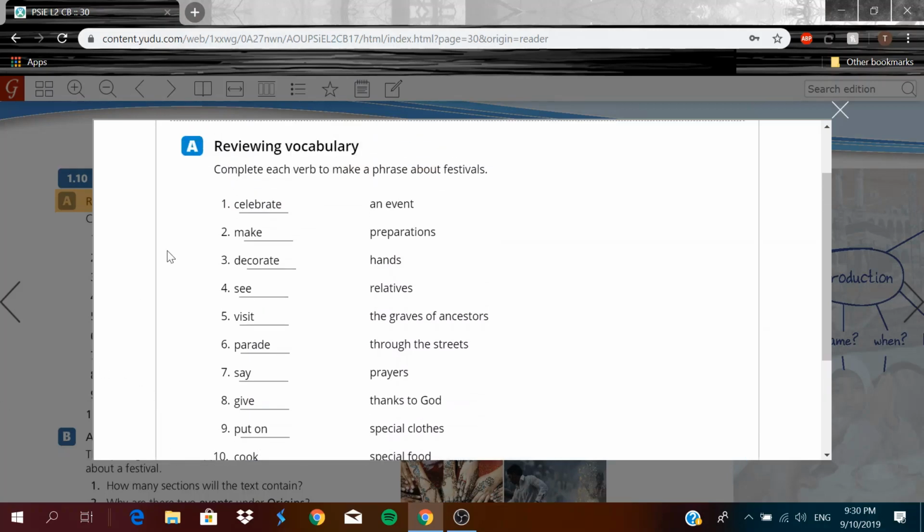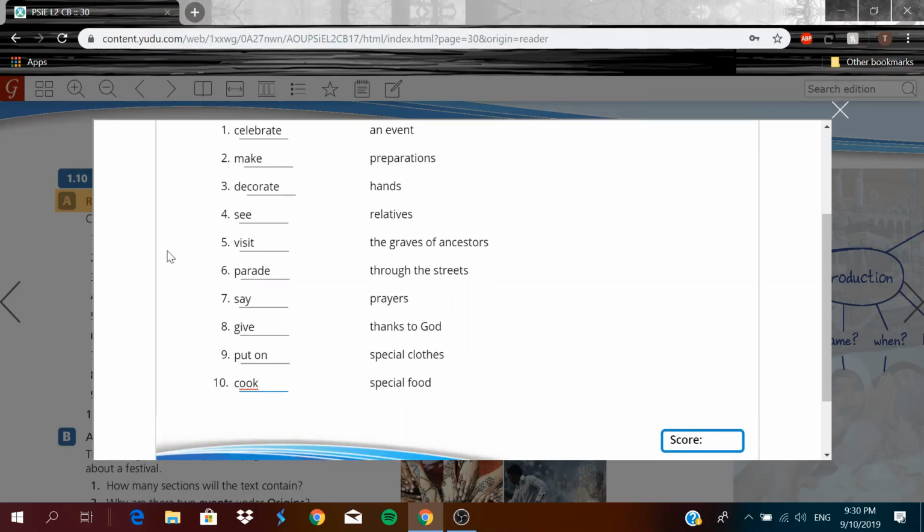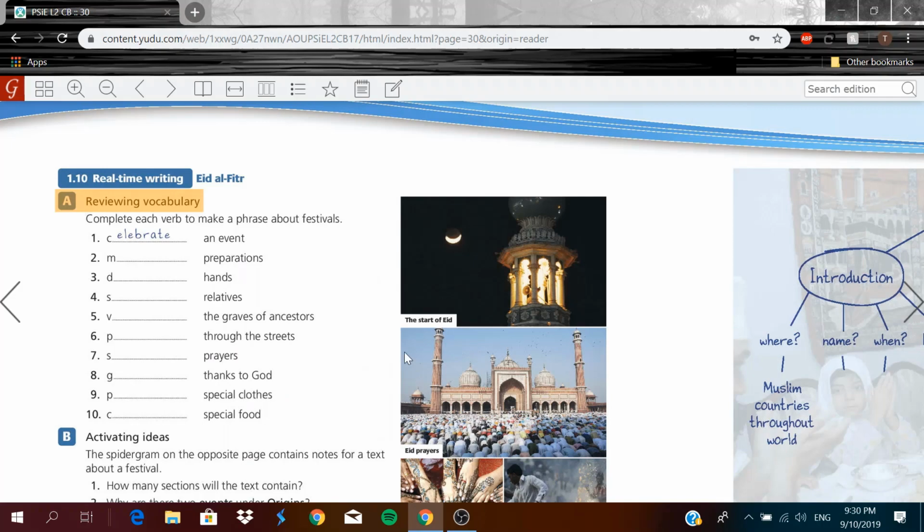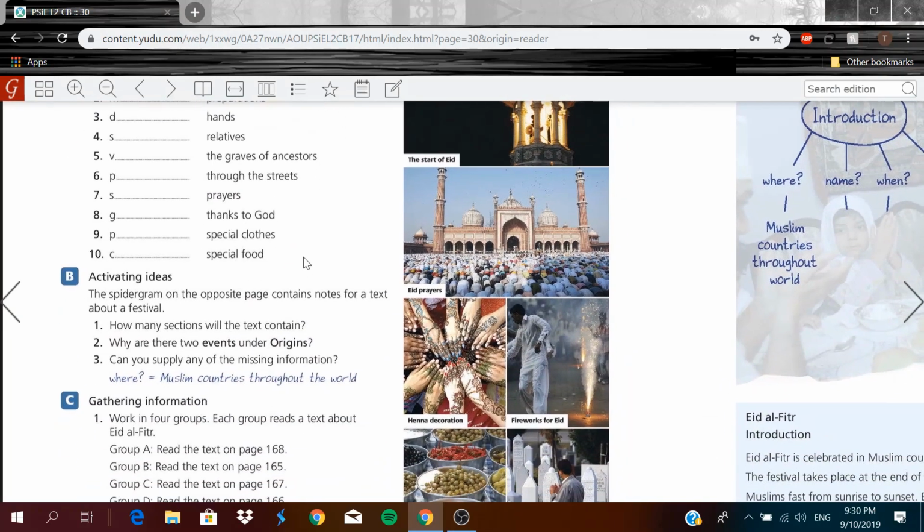So celebrate an event, make preparations, decorate hands, see relatives, visit the graves of ancestors, parade through the streets, say prayers, give thanks to God, put on special clothes, and cook special food, okay? Now let's go to exercise B here.